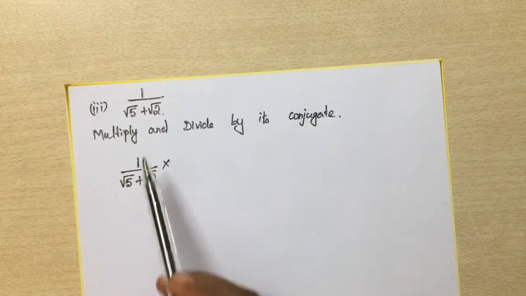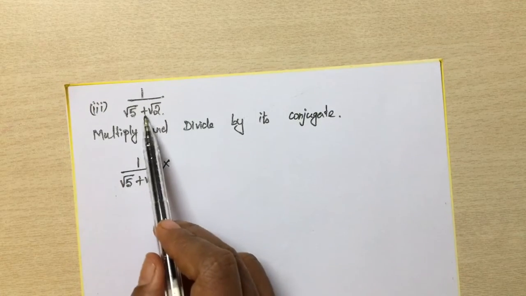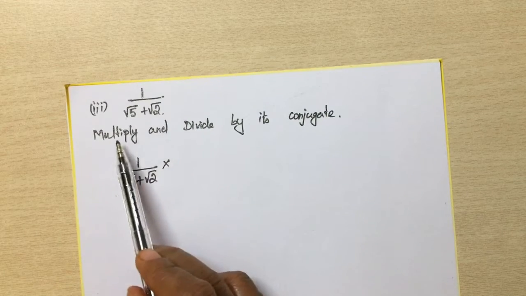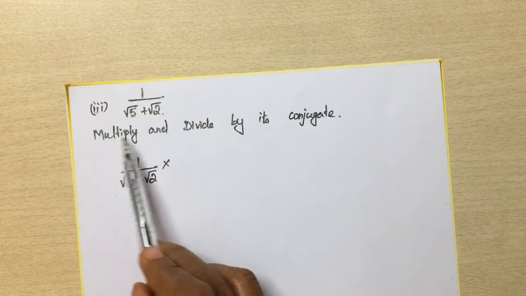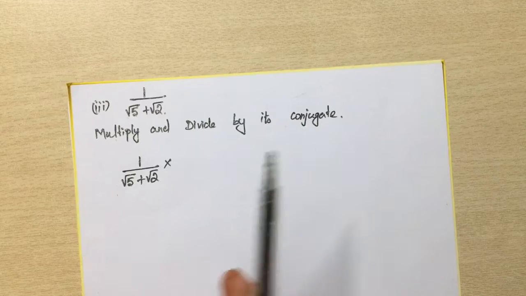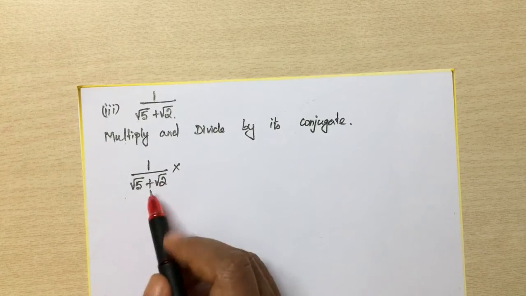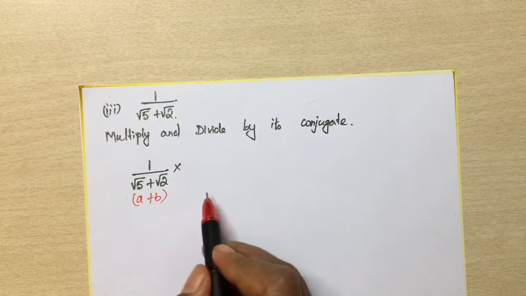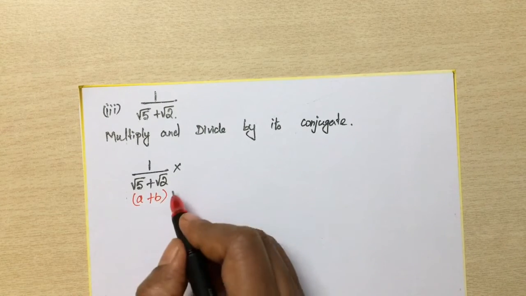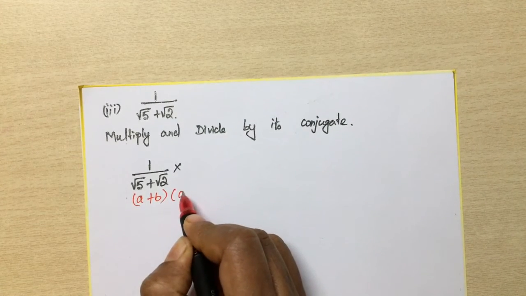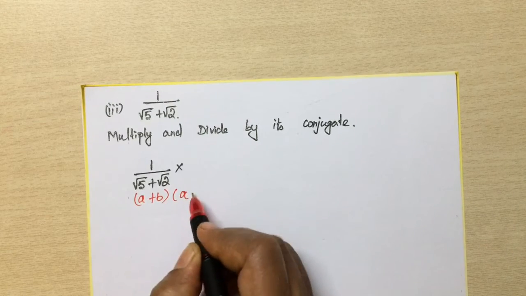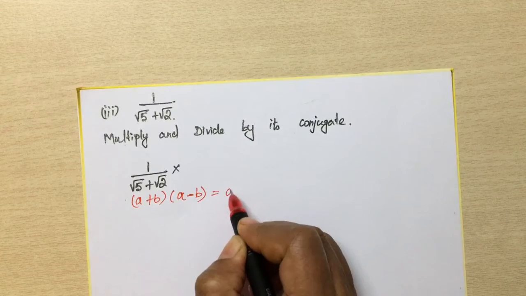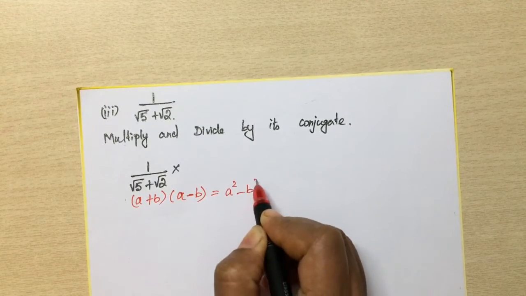Third subdivision here is 1 by root 5 plus root 2. As you can see, this is a binomial. Again the same procedure, multiply and divide by its conjugate. So 1 by root 5 plus root 2, which is a plus b. So we have to get a square minus b square, which means we have to multiply by a plus b multiplied by a minus b, which will give us a square minus b square.